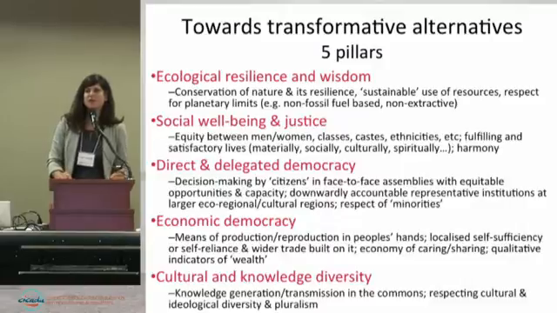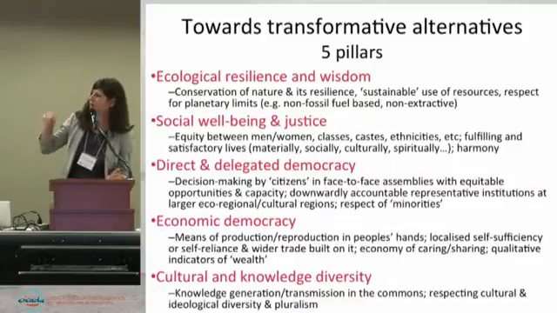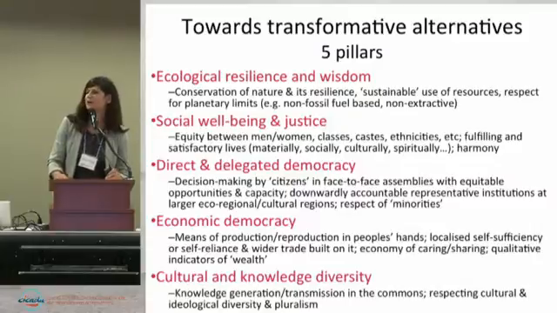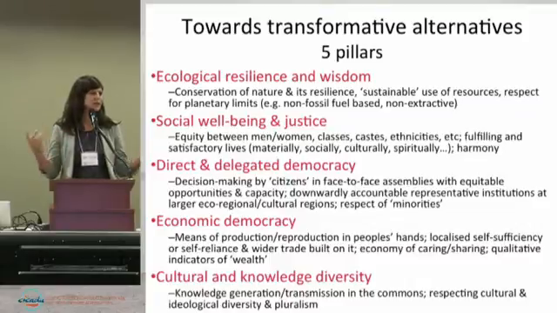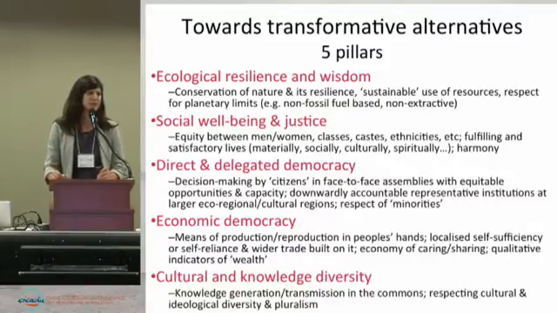And this conflict transformation framework, we're also combining it with an understanding of transformative alternatives that Ashish Kothari has been working on. He's working with five primary pillars of understanding what are the elements of transformative alternatives and how can we synthesize the experience of transformative alternatives across locations. And these are the five primary pillars: ecological resilience and wisdom, social well-being and justice, direct and delegated democracy, economic democracy and livelihoods, and cultural and knowledge diversity.